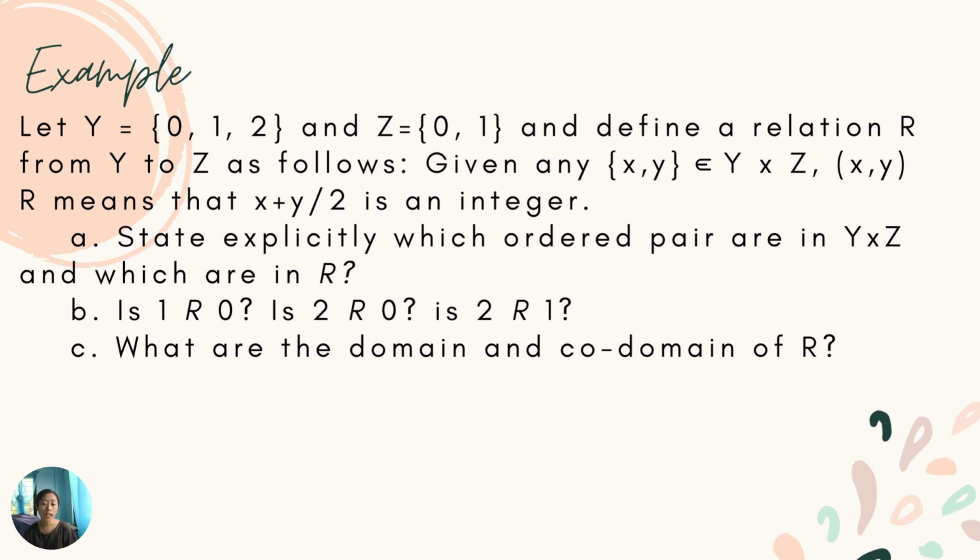So, on letter A, let us first cross Y and Z. This 0, 1, 2, we multiply with 0, 1. Then, once we have the set of elements, we take their X and apply it to the rule of the relation: X coordinates plus Y coordinates over 2, and the answer should be an integer. So, the following will be the computation of these problems.